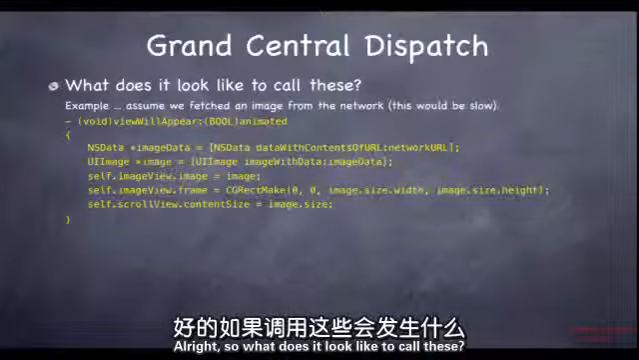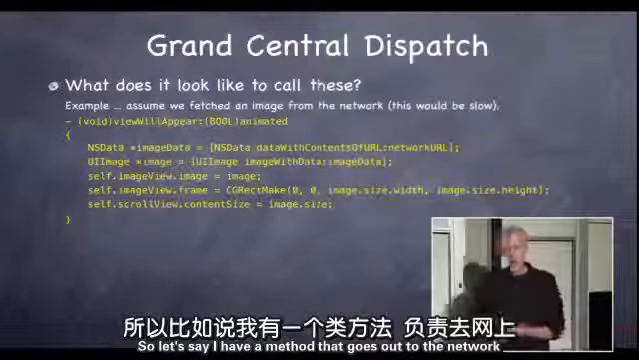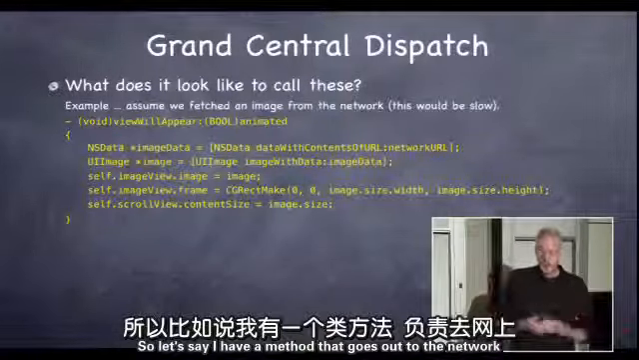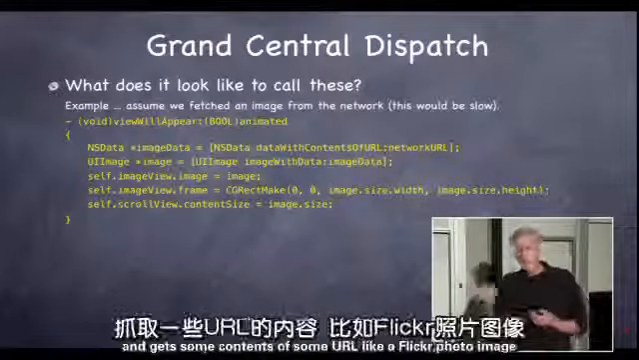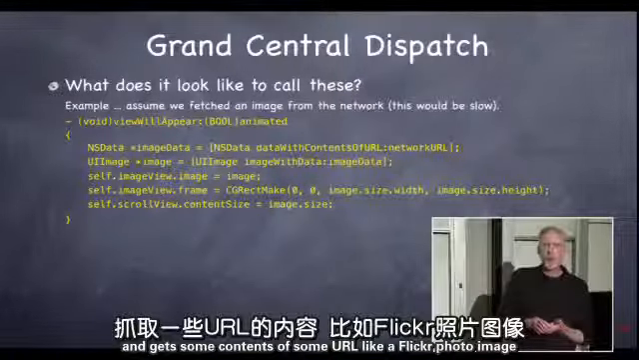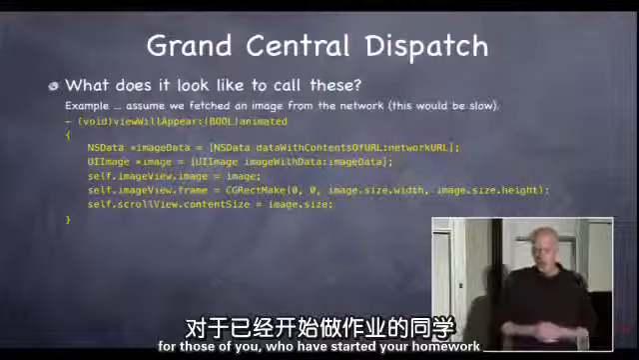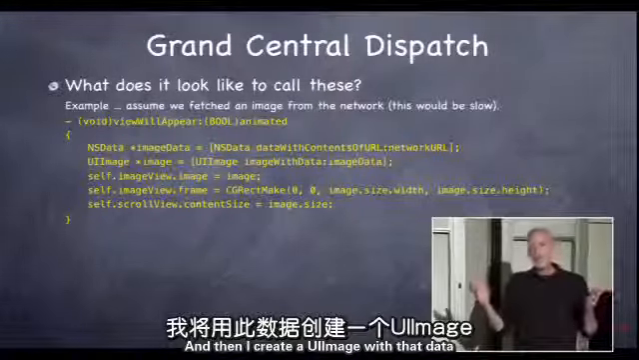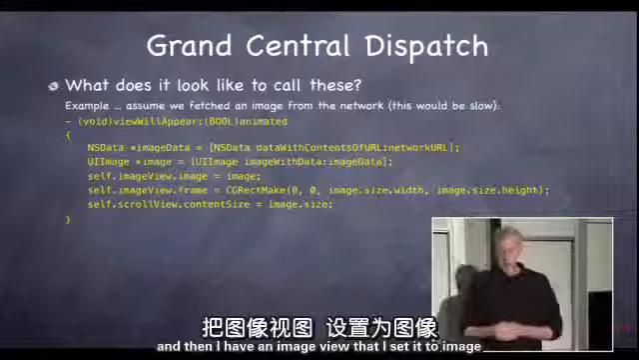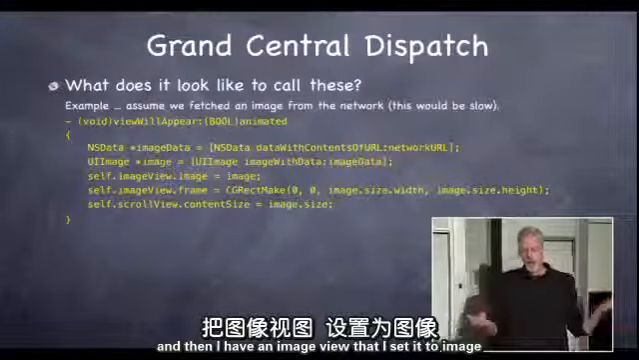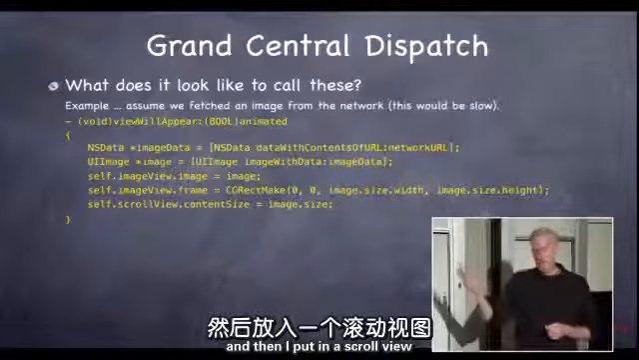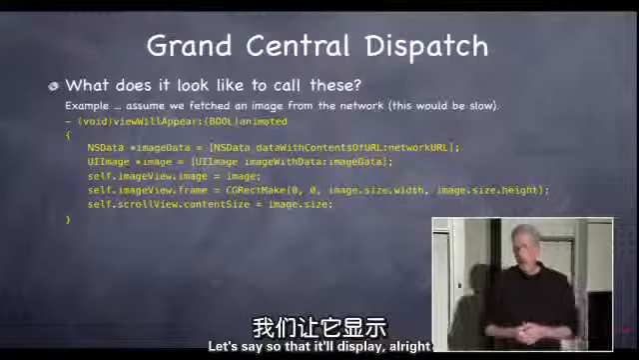All right, so what does it look like to call these? Let's make this concrete. Let's say I have a method that goes out to the network and gets the contents of some URL, like a Flickr photo image, for those of you who started your homework. And then I create a UIImage with that data, and then I have an image view that I set its image, and then I put it in a scroll view, let's say, so that it'll display.